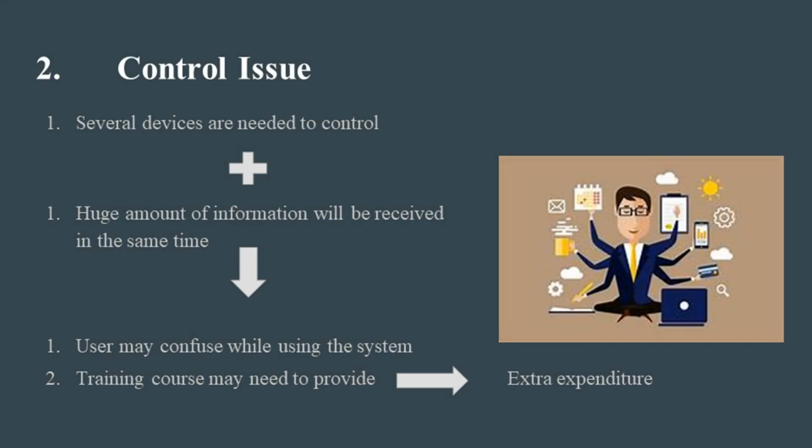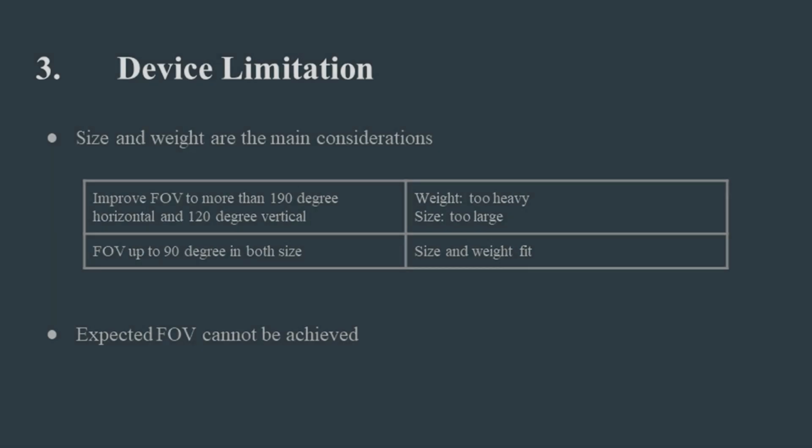Then move on to the control issue. While using AR or VR, several devices need to be controlled, and a huge amount of information will be received at the same time. It will cause the user to feel confused while using this system. Therefore, training cost may need to be provided to the user, and it will cost extra expenditure, which will also reduce the willingness of the owner to apply AR and VR in different fields.